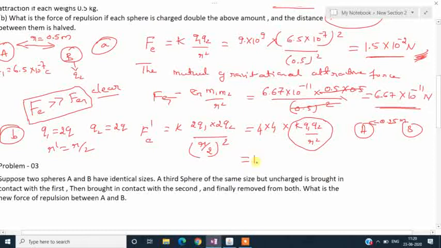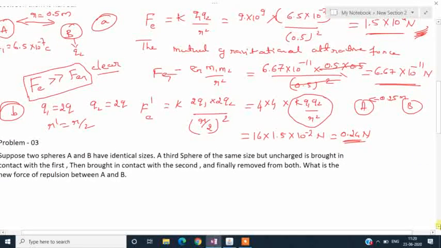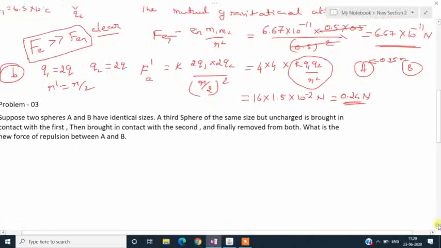So this is 16 into 1.5 into 10 to the power of minus 2 Newton. If you calculate that, you will get the value as 0.24 Newton. Okay, so that means the force is increased now. Earlier it was only 1.5 into 10 to the power minus 2, and now it's 0.24 Newton.